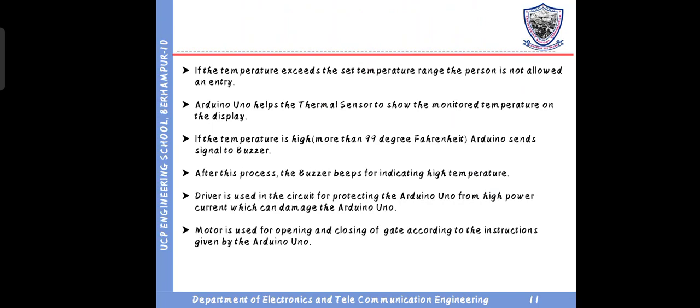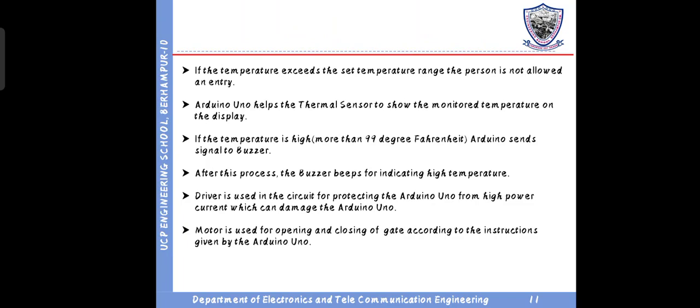The thermal sensor sends the monitored temperature. If the temperature exceeds the set temperature range, the person is not allowed to enter. Arduino helps the thermal sensor show the monitored temperature on the display. If the temperature is high, more than 99 degrees, Arduino sends a signal to the buzzer. After this process, the buzzer beeps, indicating high temperature.